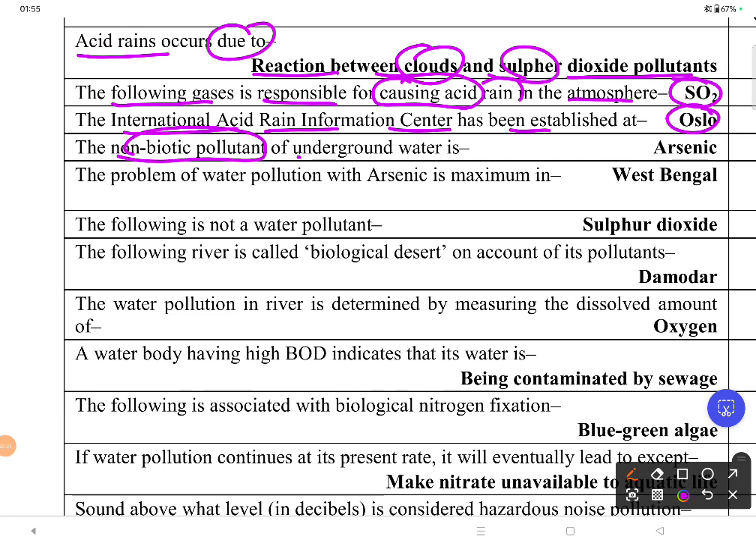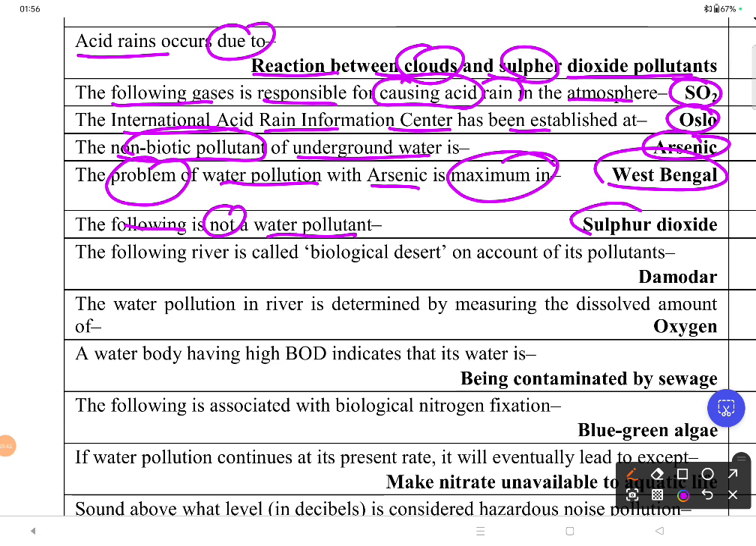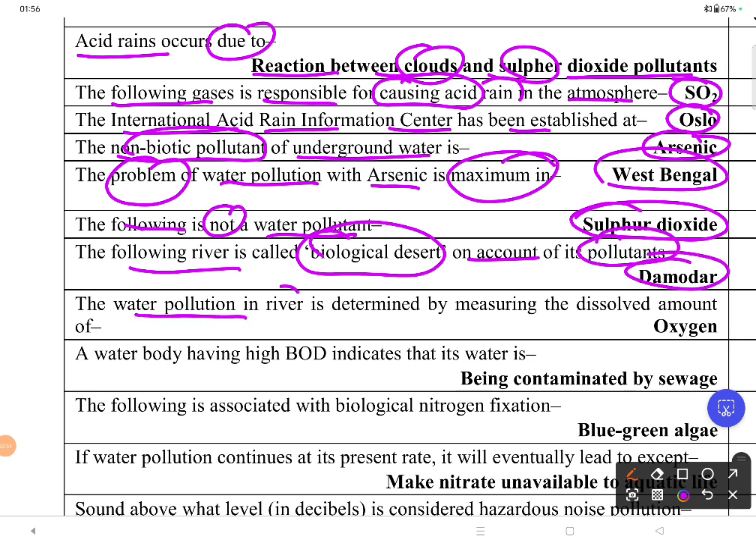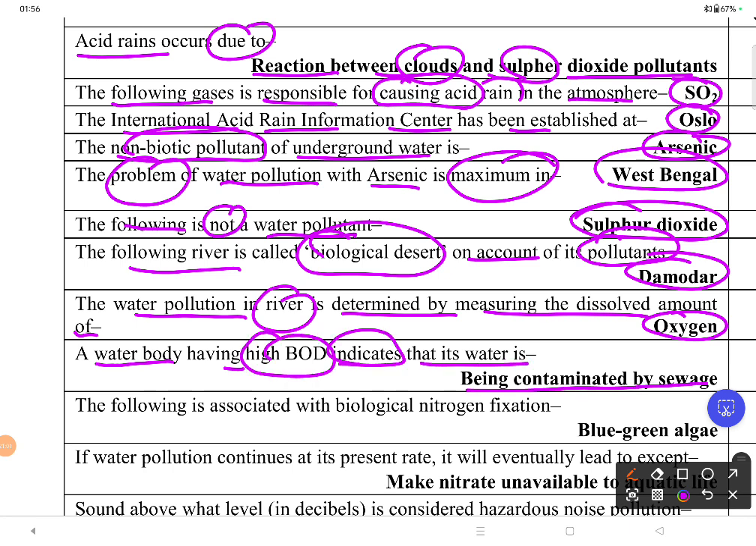A non-biotic pollutant of underground water is arsenic. The problem of water pollution with arsenic is maximum in West Bengal. The following is not a water pollutant: sulfur dioxide. The river called a biological desert on account of its pollutants is Damodar. Water pollution in a river is determined by measuring the dissolved amount of oxygen. A water body having high BOD indicates that its water is being contaminated by sewage.